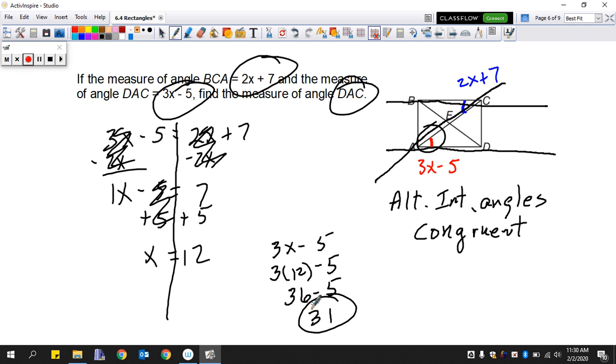All right, so the measure of this angle right here is 31, DAC, which means that this measure up here is 31 as well.